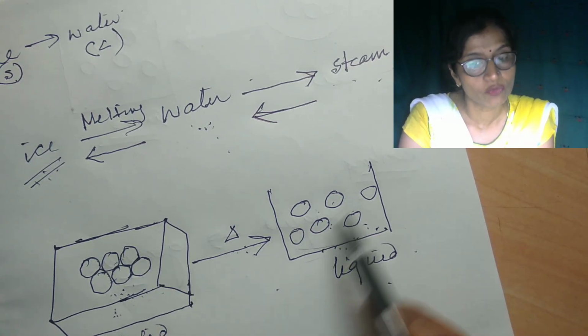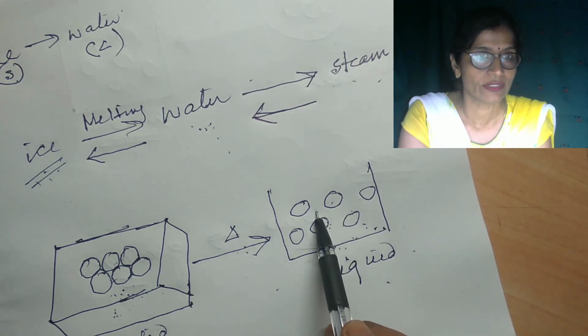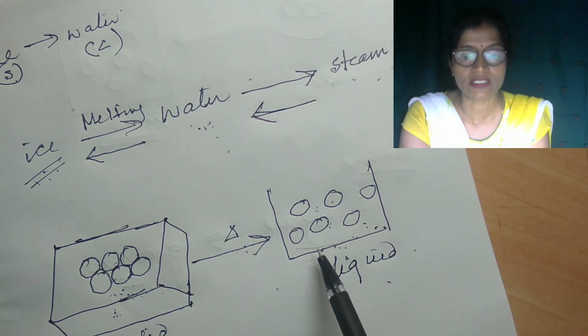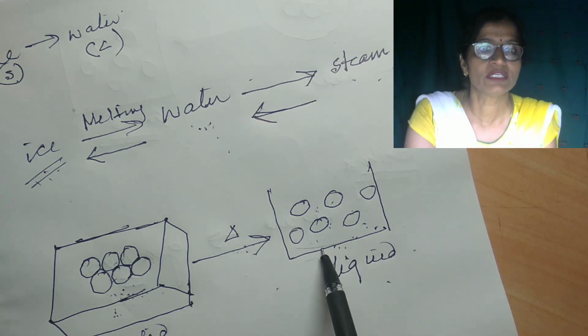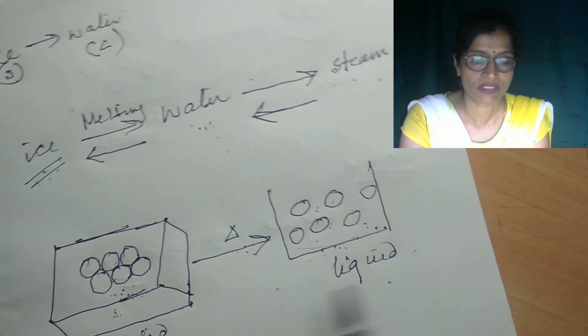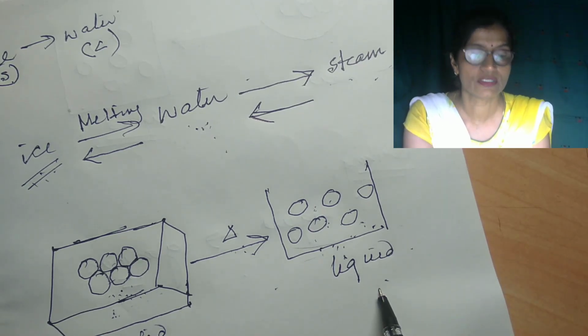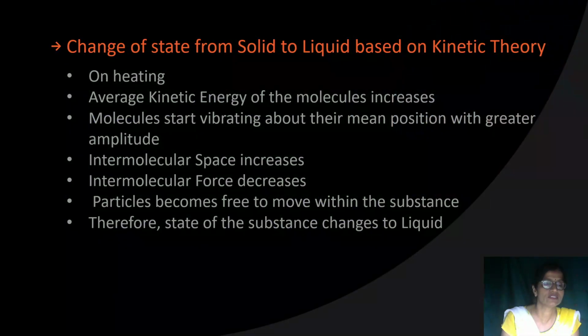The particles will move apart, so intermolecular space increases and intermolecular force decreases, and the particles become free to move within the substance, and it will be converted from solid state to liquid state. So that is all about how the substance changes from solid state to liquid state on kinetic theory.